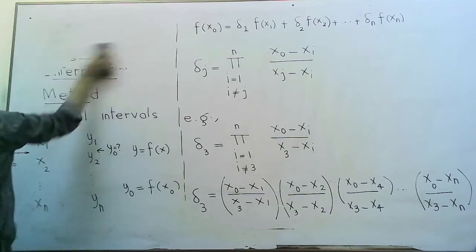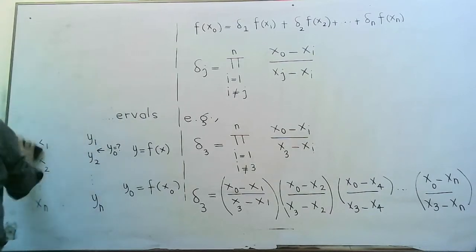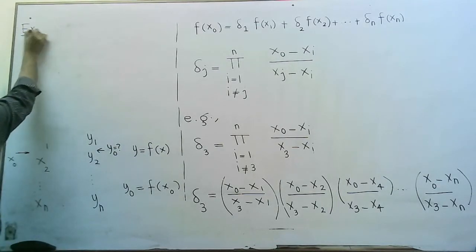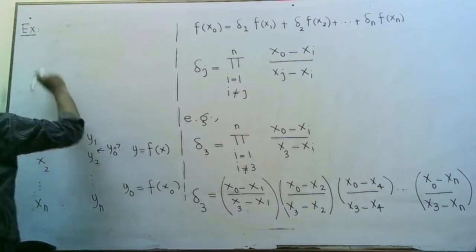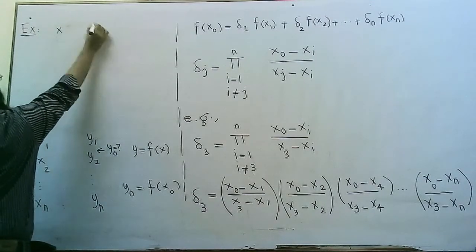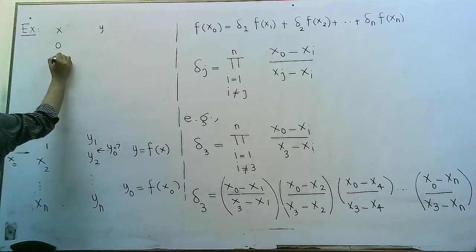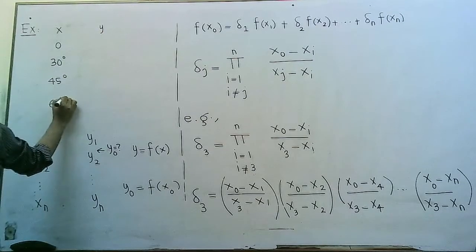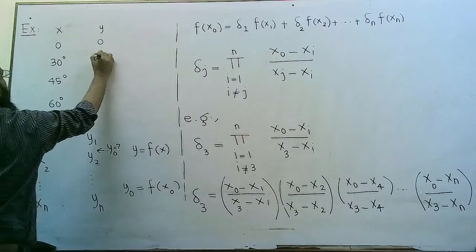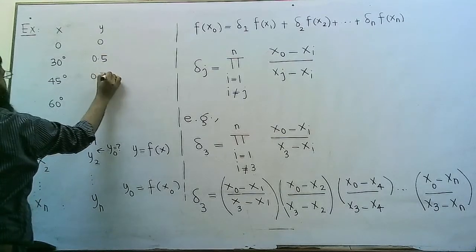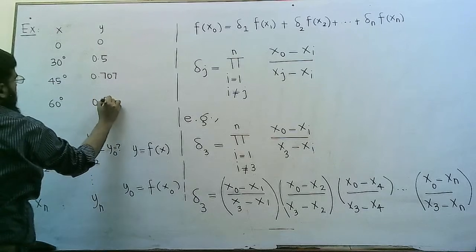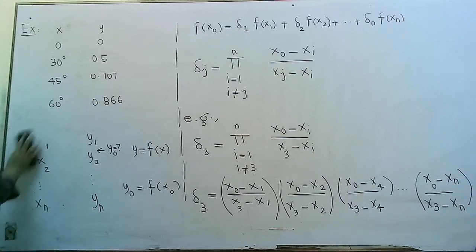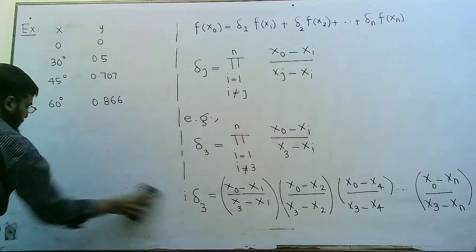Right, so it seems simple. Let's solve it. Let's further understand it with the help of an example. We have been solving an example for the last couple of lectures of sine of x, where we have this x and this y: 0, maybe 30 degrees, maybe 45 degrees, unequal intervals. At 0 it is 0, at 30 it's 0.5, at 45 degrees it's 0.707, at 60 it's 0.866.